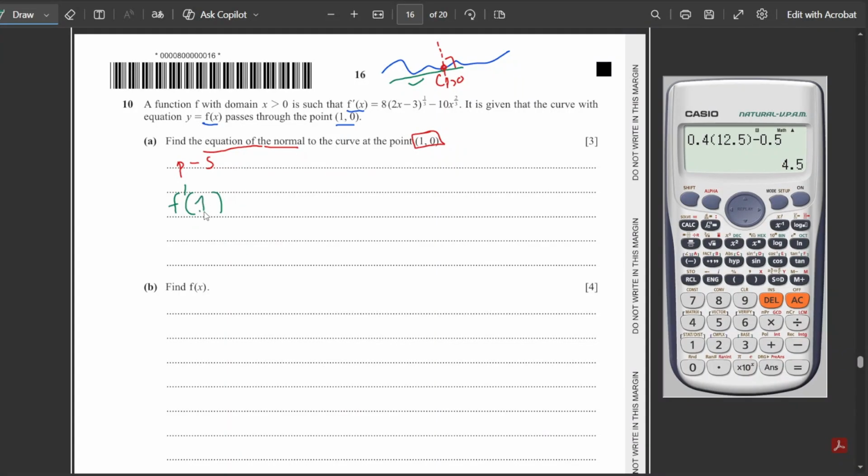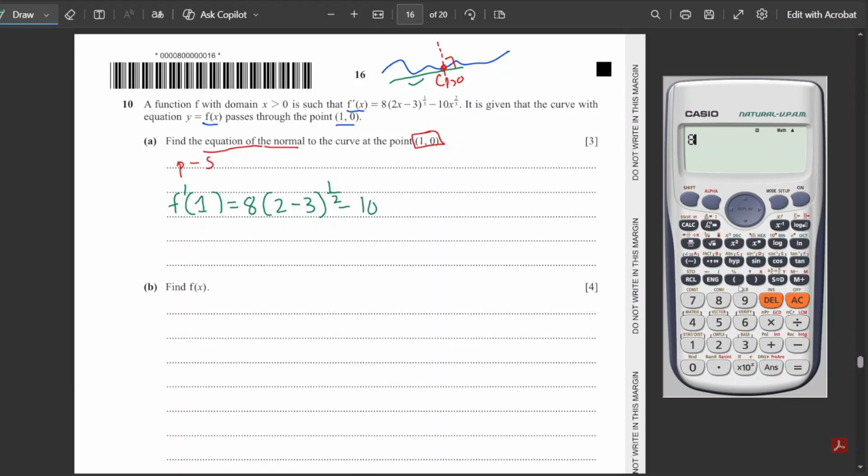So the x coordinate is 1, therefore we are going to get 8 times 2x. 2 times x is just going to be 2 because x is 1, so 2 times 1 is 2, minus 3, to the power 1 by 2, minus 10, and then it's x raised to the power 2 by 3, but I know x is 1. 1 raised to 2 by 3 is just going to be 1. So we have this particular thing.